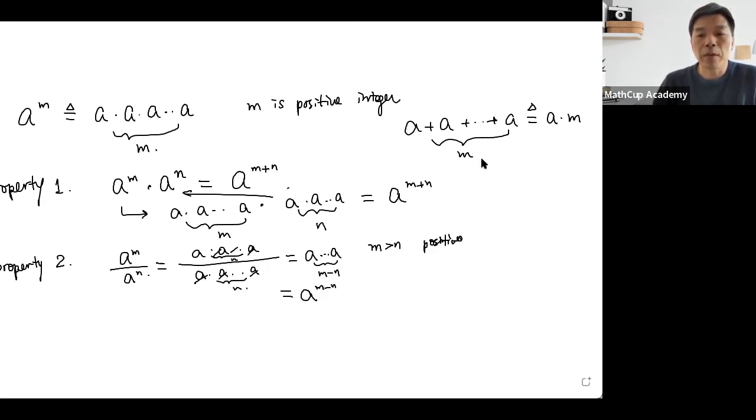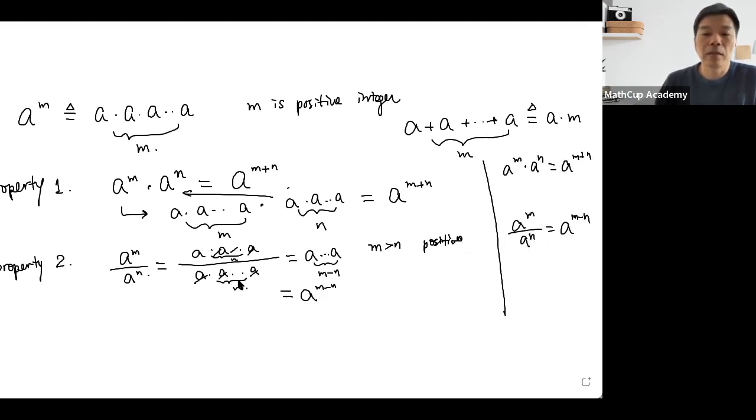So, okay, I'm going to put the little rule on this side for people to see more clearly. A to the power m times a to the power n equals a to the power m plus n. And here, a to the power m divided by a to the power n equals a to the power m minus n. Here, we're going to have this little constraint of m bigger than n.